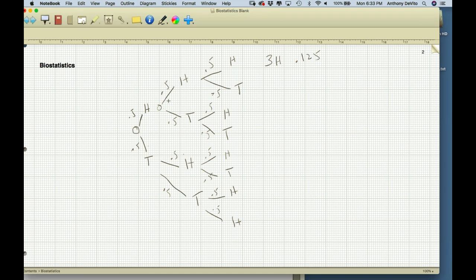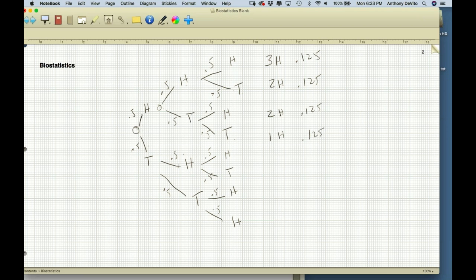Okay, what's the next possible outcome here? I could have had heads, heads, tails. So that's two heads, right? What's the probability of that outcome? 0.5 times 0.5 times 0.5 is 0.125. How about heads, tails, heads? Okay, that's two heads also. Probability is 0.125. And heads, tails, tails, that's one head, and the probability is 0.125.